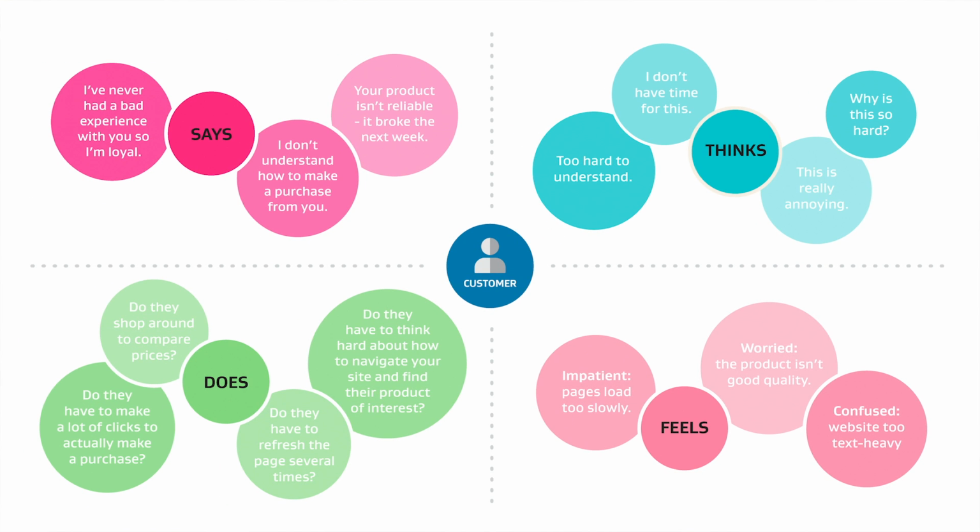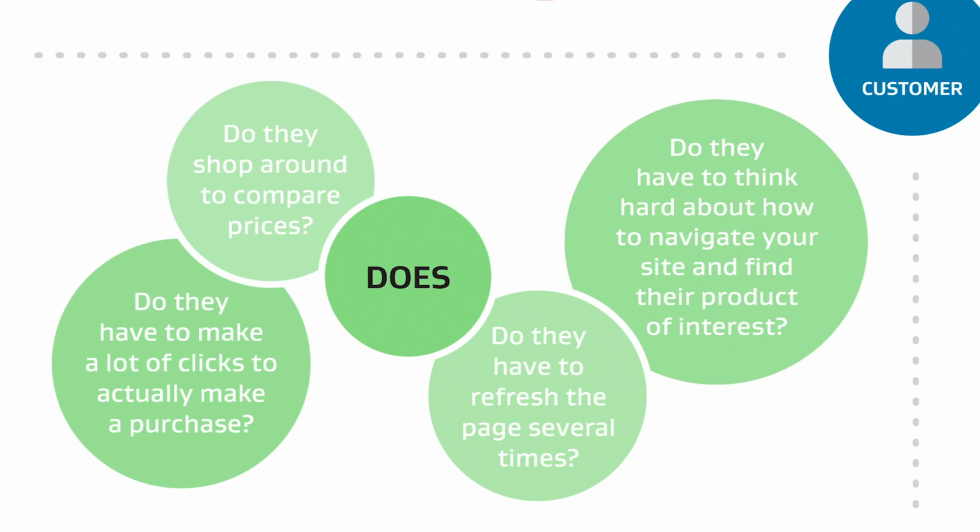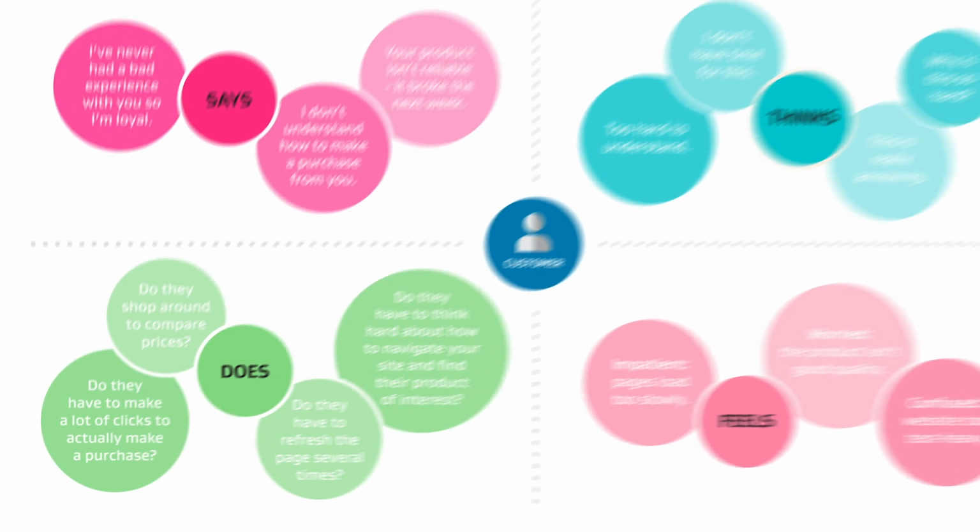Next comes the does quadrant. This contains actions your customers take. Think, what do they actually do when interacting with your business? Do they have to refresh the page several times? Do they have to make a lot of clicks to actually make a purchase? Do they have to think hard about how to navigate your site and find their product of interest? Do they shop around to compare prices?